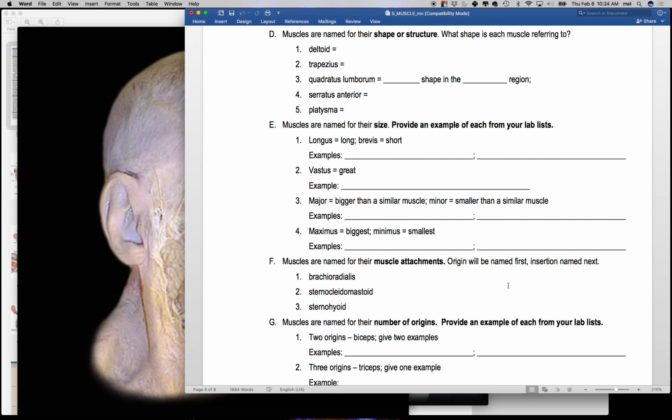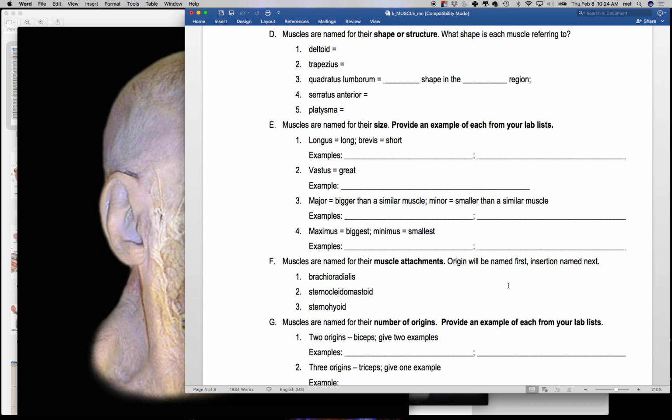So, okay. So we got our vastus. We got a major and a minor. They're with comparison to one another. If you have a major and a minor, one of them's big and one of them's small, and usually they have the same first word. Tell me a major minor pair.